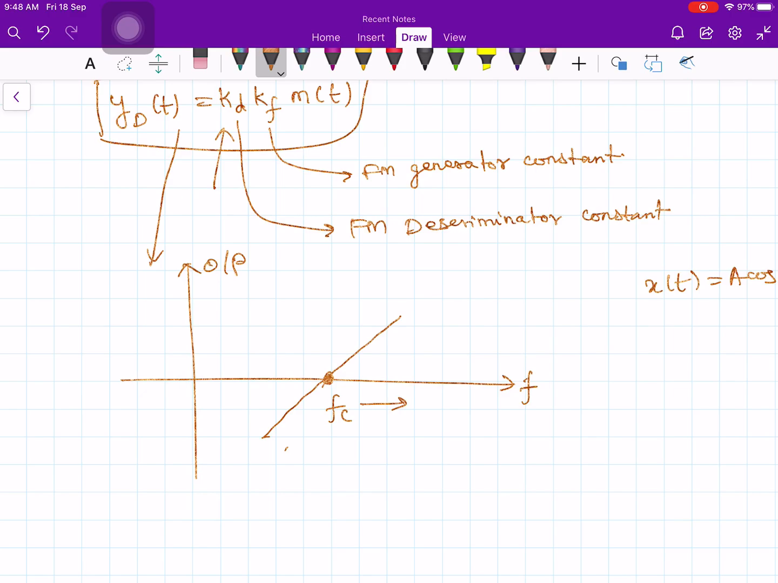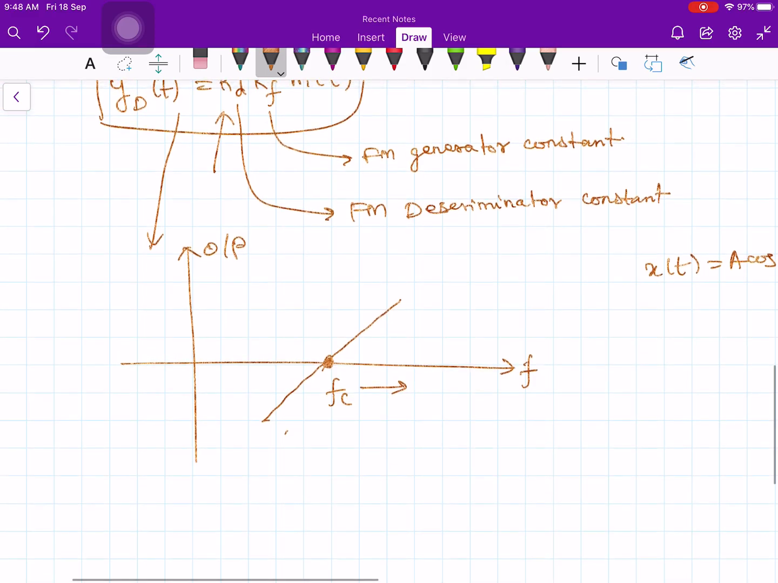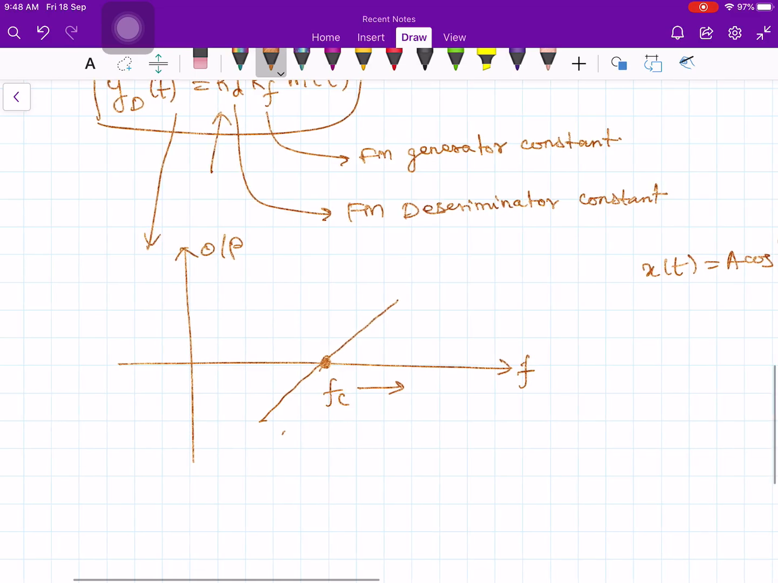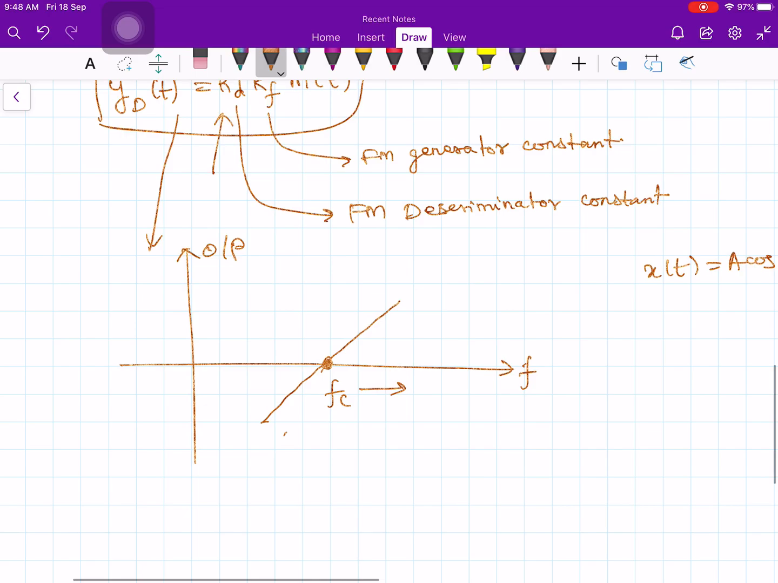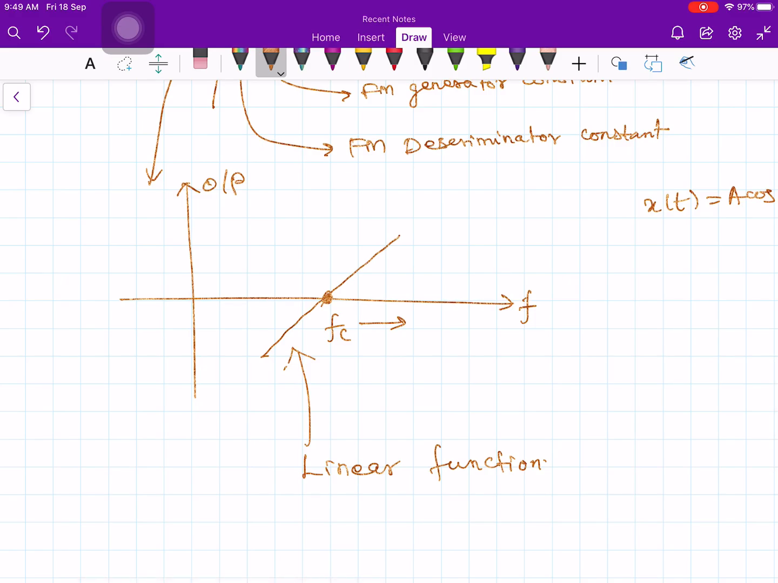Here I am plotting the output voltage versus input frequency characteristics that you would like to have in a frequency discriminator. When the input signal frequency is equal to fc, output voltage should be 0, and as it deviates from its carrier frequency fc, the output voltage should be proportional to the deviation. So it should be a linear function around fc.